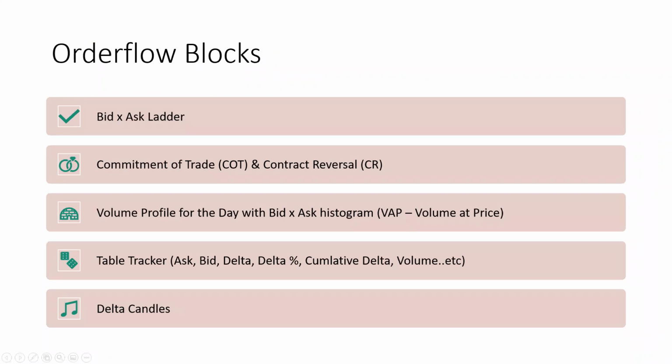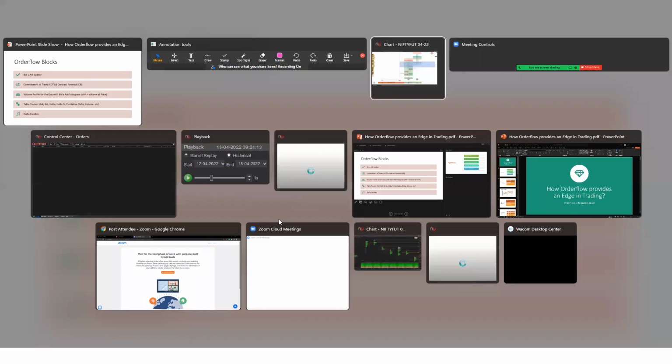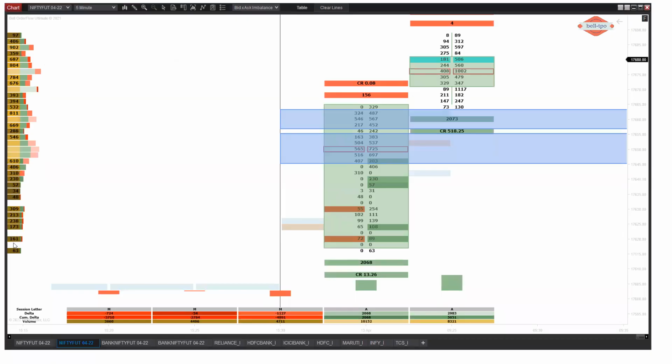So talking about Autoflow blocks, there are varieties of blocks: bid and ask ladder, commitment of trades, volume profile for the day. You can see the volume profile on the extreme left-hand side. This is a simple volume profile for the intraday alone. Whatever is the volume profile for today's running day, you will be able to see it on the extreme left-hand side.